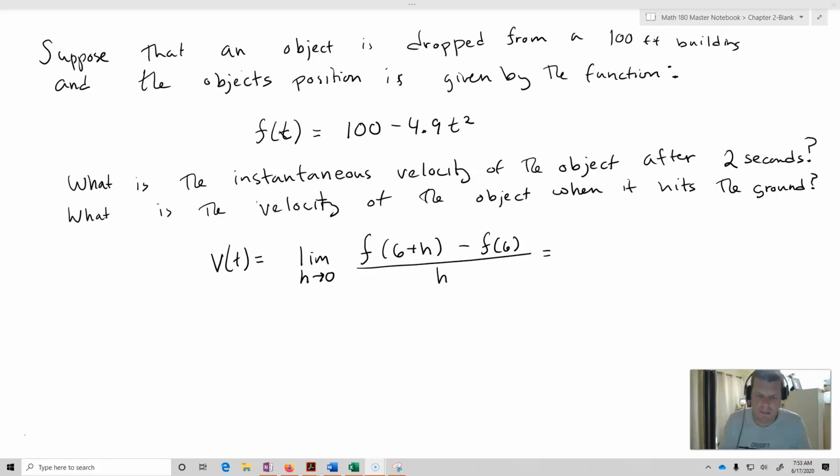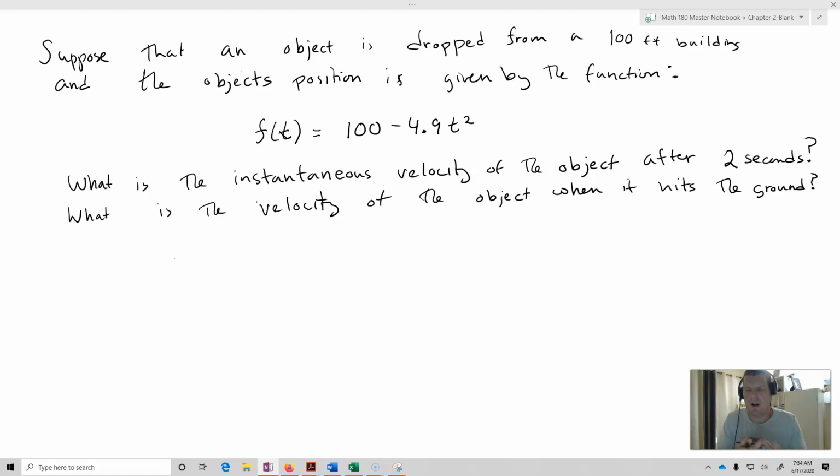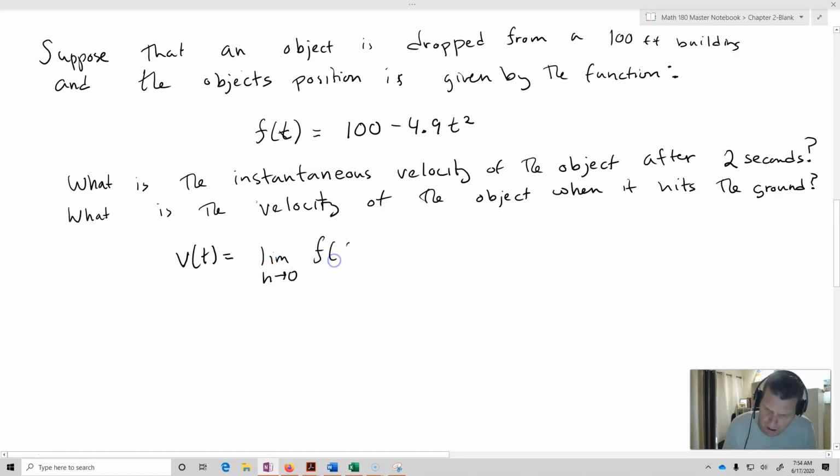So let's suppose that an object is dropped from a 100-foot building, and the object's position is given by the function f of t equals 100 minus 4.9 t squared. Okay. What is the instantaneous velocity of the object after 2 seconds? What is the velocity of the object when it hits the ground? So what I'm going to do is use that equation. I'll call it v of t, my velocity, and it is going to equal the limit as h approaches 0 of f of 2 plus h minus f of 2 divided by h.